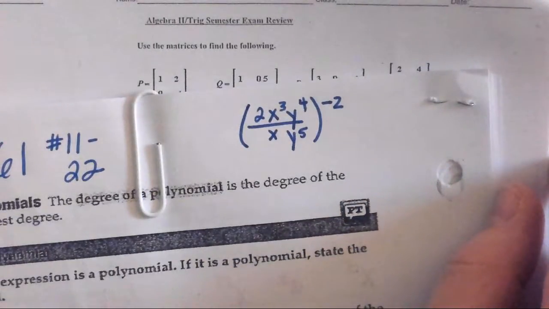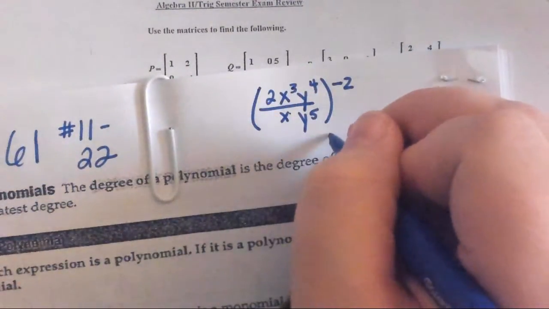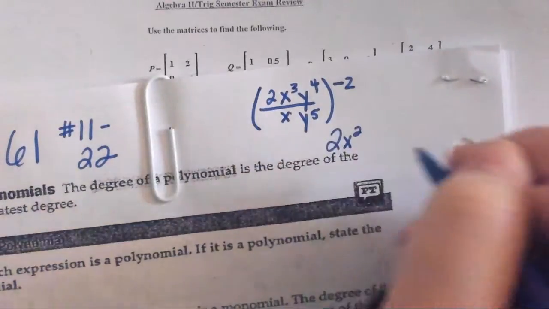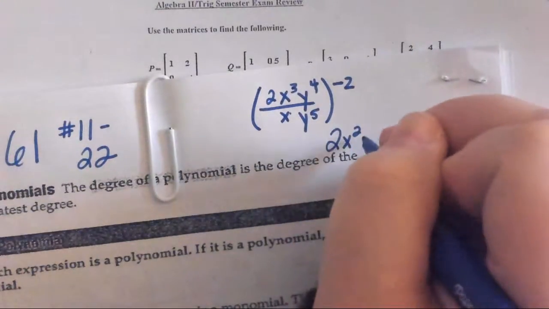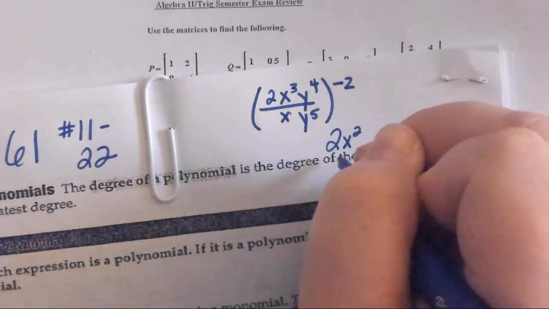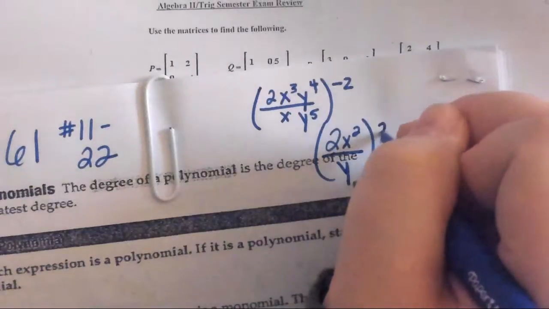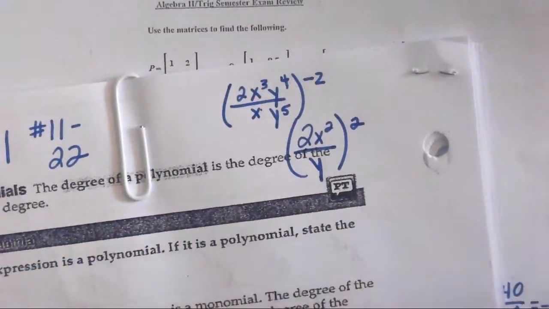If this is what happened, this is the only kind of hard one, I would simplify the inside first. So 3 minus 1 is 2. So I've got 2x to the 2. 4 minus 5 is negative 1. But I'm not going to write it as y to the negative 1. What am I going to do with it? I'm going to put it in the denominator. And that's still all raised to the negative 2.